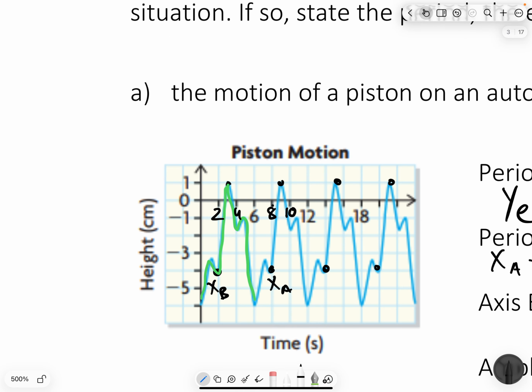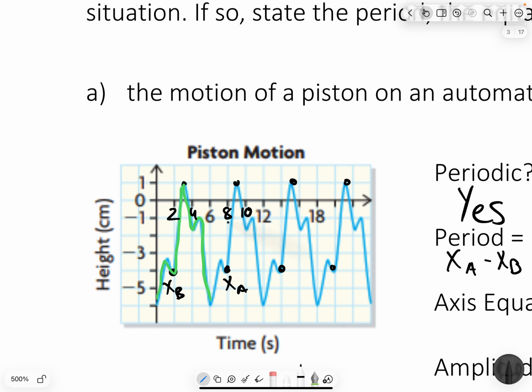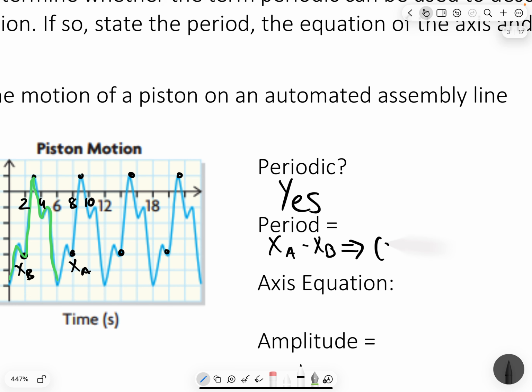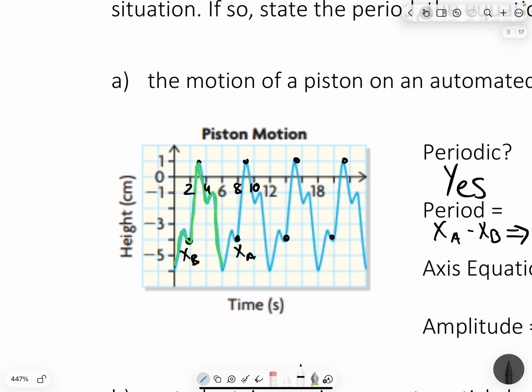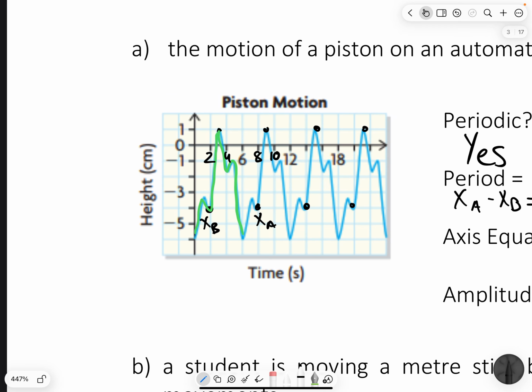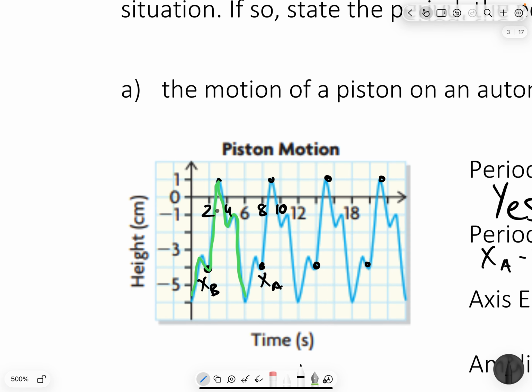Now that I have these values from trial and error, I know my x a, where my y value is -4, and my x b, which is 2, and my y value is also -4 there. I'll substitute these values in. I'll do 8 minus 2, which gives 6. Therefore, the period is 6, which you could also see by the highlighted graph.